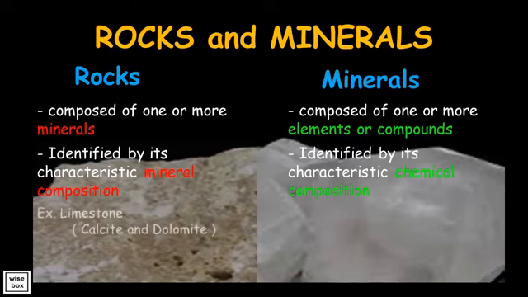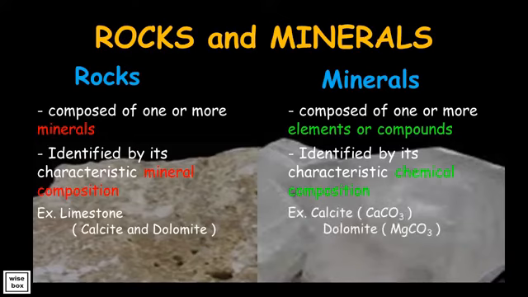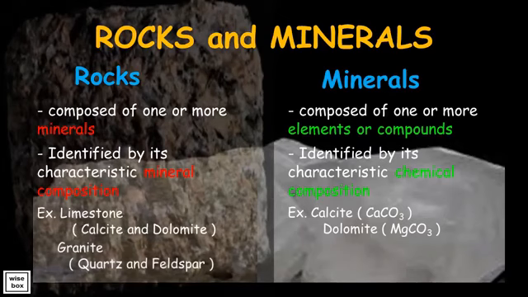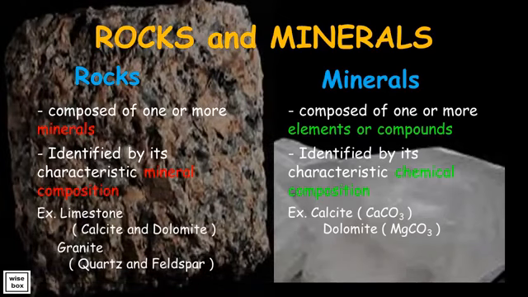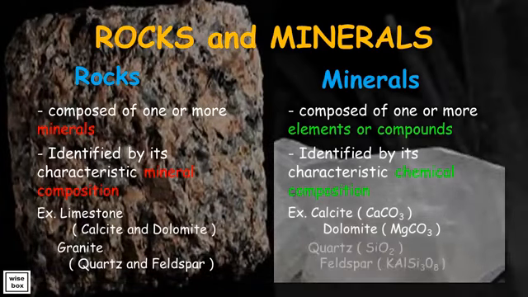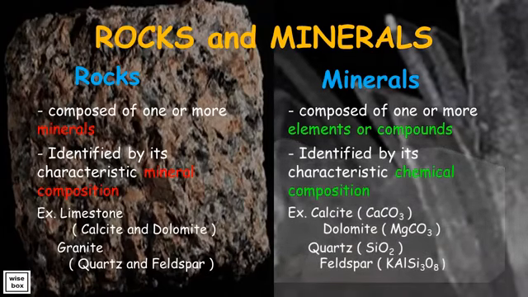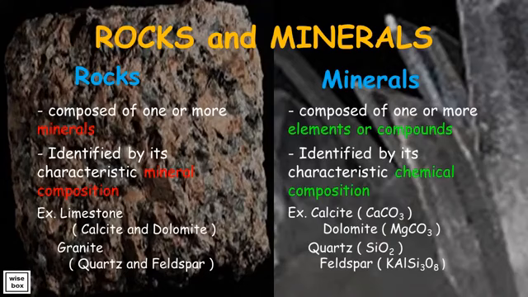Limestone is a rock, made of minerals calcite and dolomite. The mineral calcite is composed of calcium carbonate, while the mineral dolomite is composed of magnesium carbonate. Another example, granite is also a rock, made of minerals quartz and feldspar. The mineral quartz is composed of silicon dioxide, and the mineral feldspar is composed of potassium aluminum silicate.